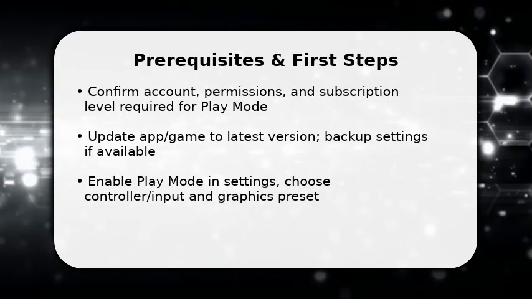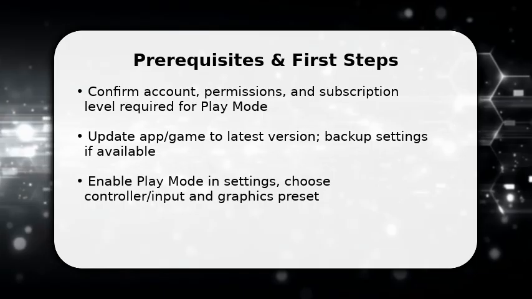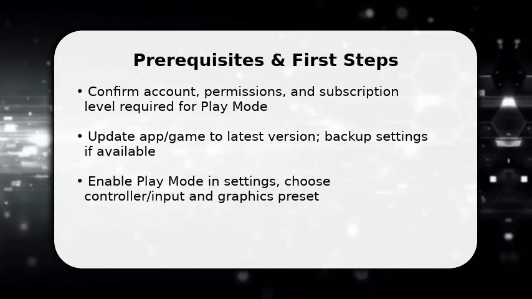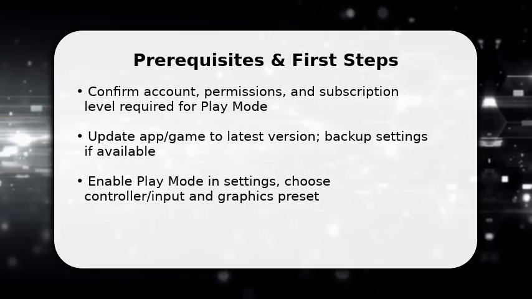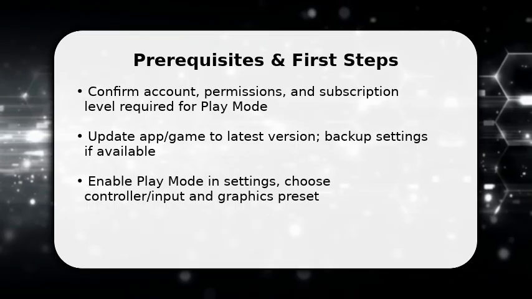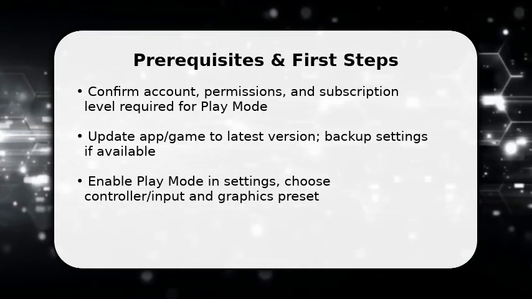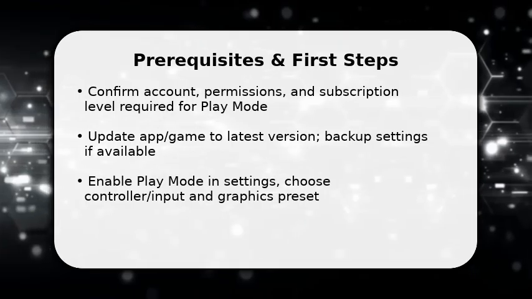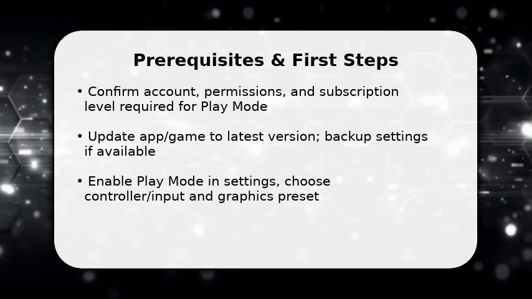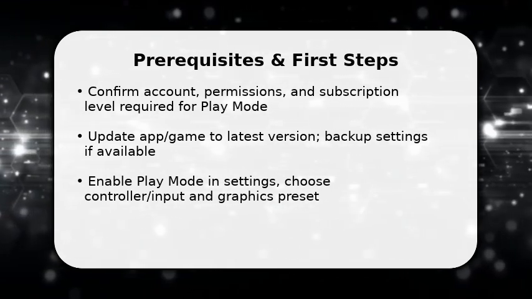You start by confirming prerequisites: account access, correct permissions, and any subscription needed for play mode. Once you have those, update the app or game to the latest version and back up your current settings. Next, open Settings and enable play mode, choose your preferred controller or input method, and pick an appropriate graphics preset for performance versus quality. Do this now so the core environment is ready. This reduces interruptions when you move into the active session.